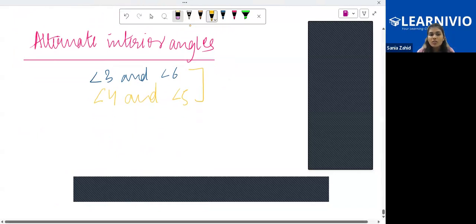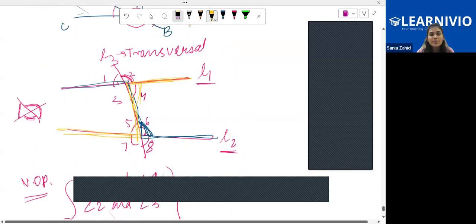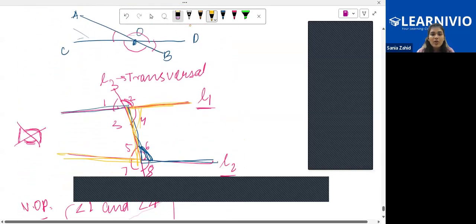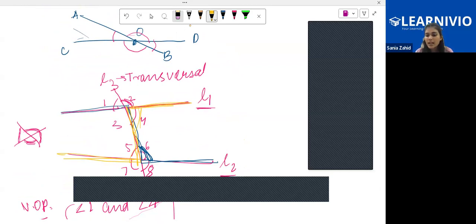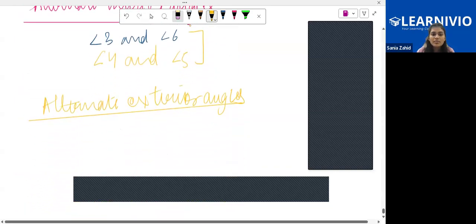Okay, you also have alternate exterior angles. Now, what are alternate exterior angles? Basically, see, you have this Z being formed. Now, on this Z, you also have angle 1 and angle 8. Can you see? Yes, ma'am. Angle 1 and angle 8, where are they? Angle 1 is here and angle 8 is here. So, angle 1 and angle 8 are alternate exterior angles.